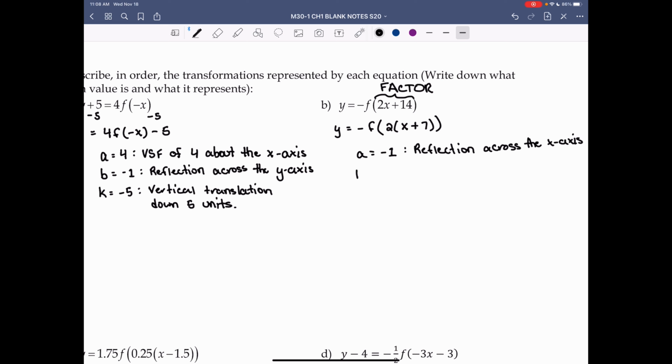We have that b equals 2, which is a horizontal stretch factor of, remember it's the reciprocal of b, so 1/2 about the y-axis. And then h, since it's x plus 7, h is negative 7, which is a horizontal translation 7 units left.